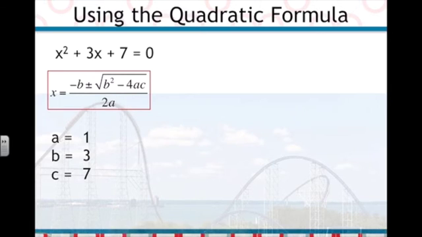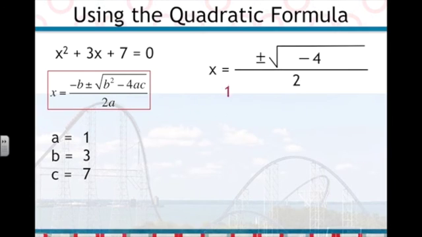Now we'll substitute a, b, and c into the formula. Anywhere you see an a in the formula, replace it with a 1. Next, we replace the b's with 3. Finally, replace the c with a 7. Now that we have all the proper values in place, all we have to do is simplify. Here's where the difference occurs.